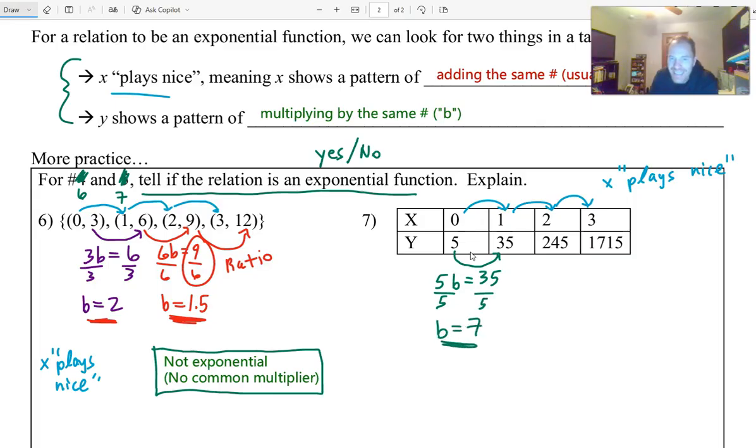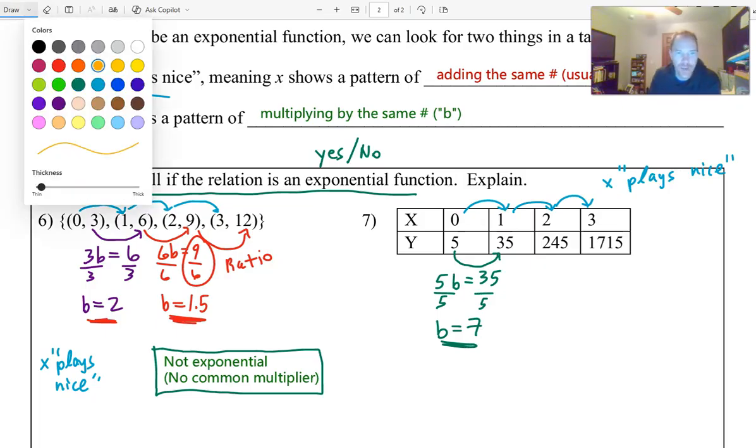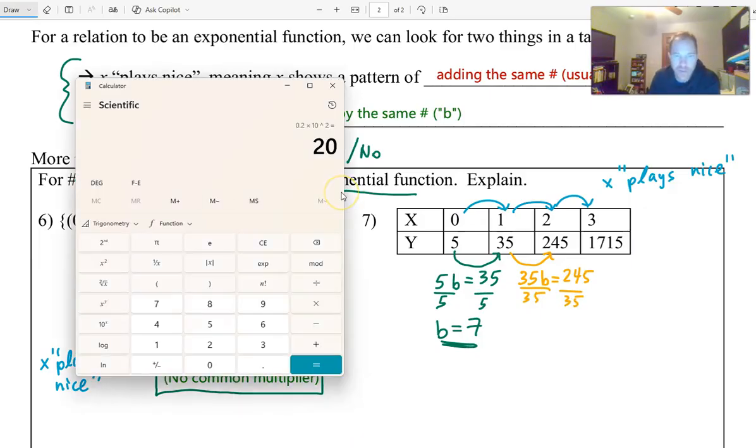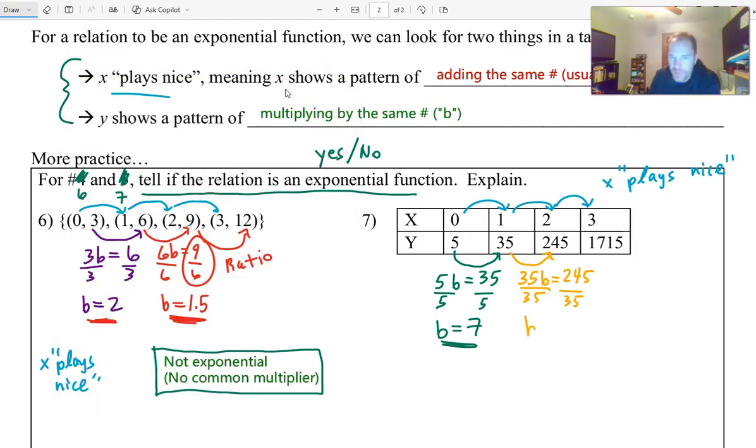All right, but does that stay? So I can do the next pair of y values. All right, how about from 35 to 245? So 35 times something, I'll call it b again, equals 245. I'll solve that equation. Divide by 35, divide by 35. And I think this one comes out to 7. Let's try it though. 245 divided by 35 is 7. All right, cool. So b equals 7.